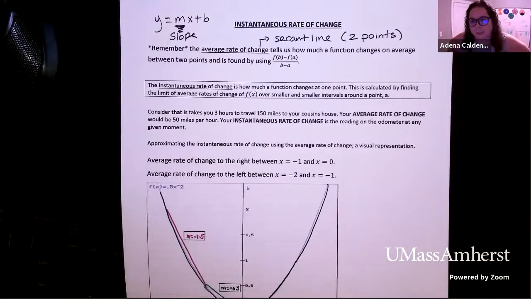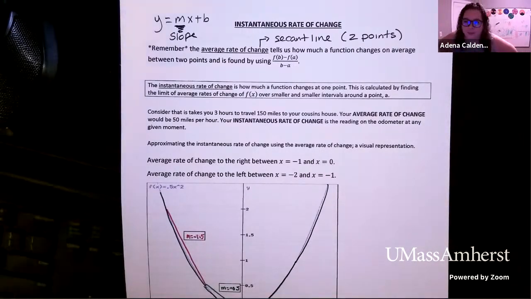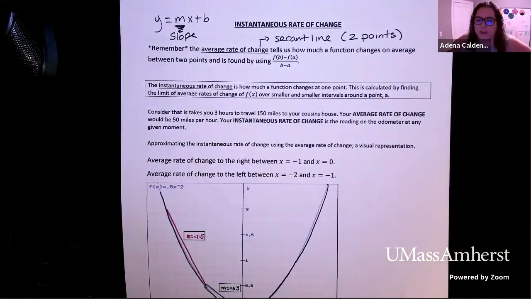So sort of conceptually, to help you understand the difference between average rate of change and instantaneous rate of change, a good example is to think about driving. So if you consider that it takes you 3 hours to travel 150 miles to your cousin's house, right? So it's 150 miles away. It takes 3 hours for you to get there. Your average rate of change would be 50 miles per hour, right? So it's distance over time. That's going to give you your average rate of change.